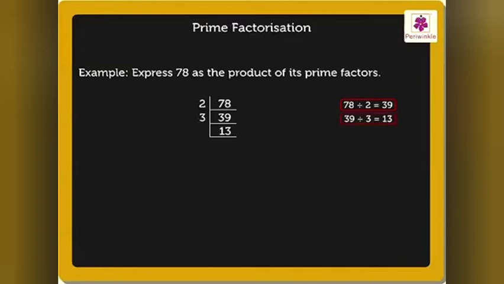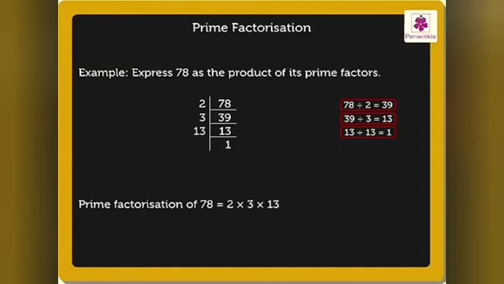Now we have 13 as the dividend, which itself is a prime number. So, dividing 13 by 13, we get 1. Now we have 1 as the quotient. Thus, the prime factorization of 78 is 2 into 3 into 13.